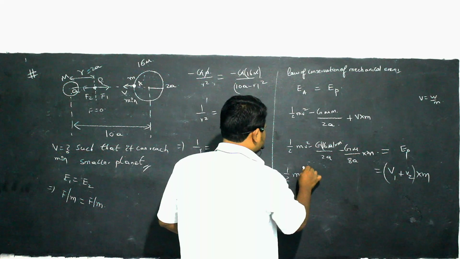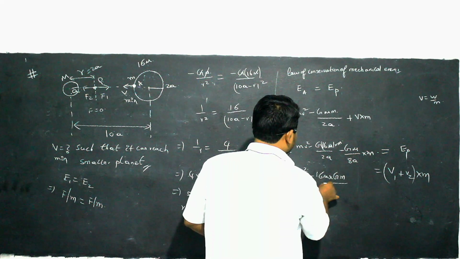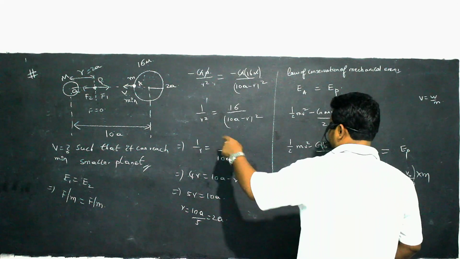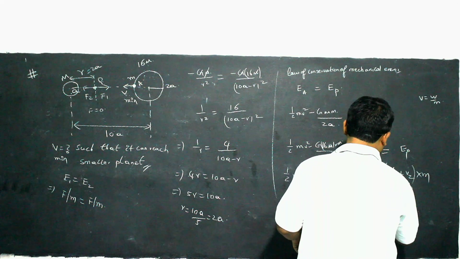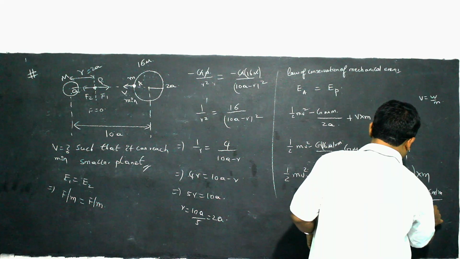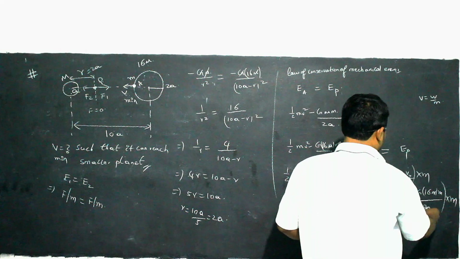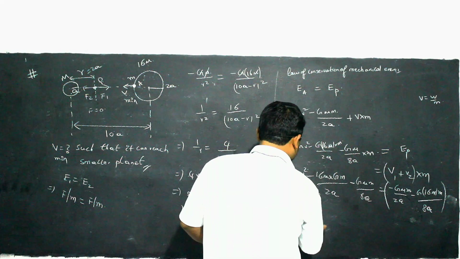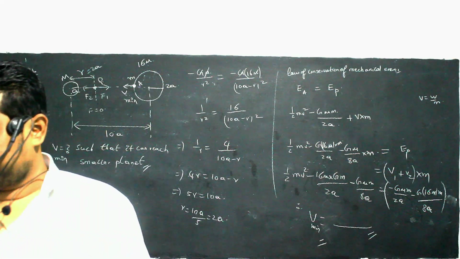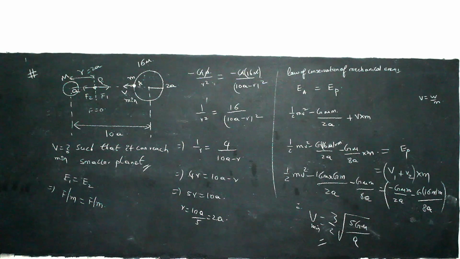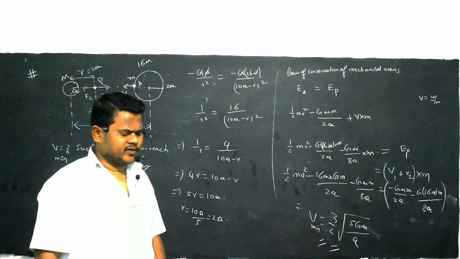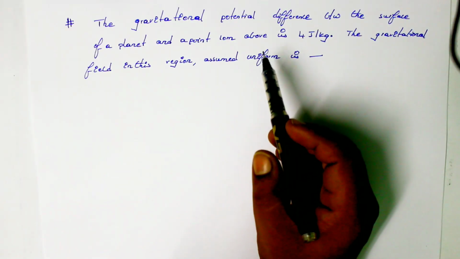So therefore, half mv square minus 16m into G into small m divided by 2a, minus GMm divided by 8a, is equal to the potential due to the small sphere at point P, minus Gm divided by 2a, minus 16m into small m divided by 8a, multiplied by m. Oh, m we have already multiplied, no need of this. So from this you calculate the V value. That is the minimum amount of velocity we require. Clear, ma? So V minimum is 3 by 2 into square root of 5GM divided by a. That is the answer. Now let us see this question.